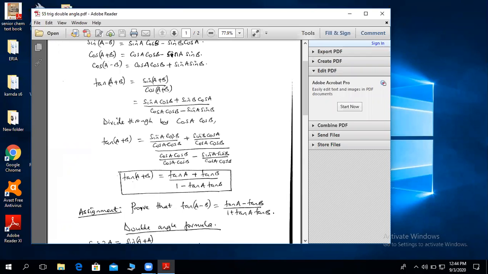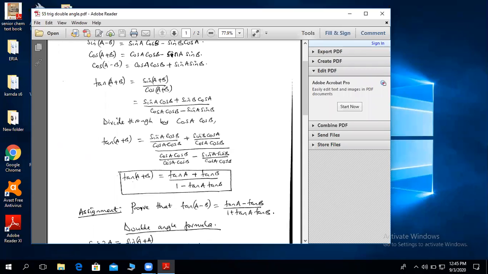Now, if I have sine B cos A divided by cos A cos B, I'm dividing through by cos A cos B, I'm getting my answer as, because cos A is still going to cancel, this one cancels with this, sine B out of cos B, which is tan B.